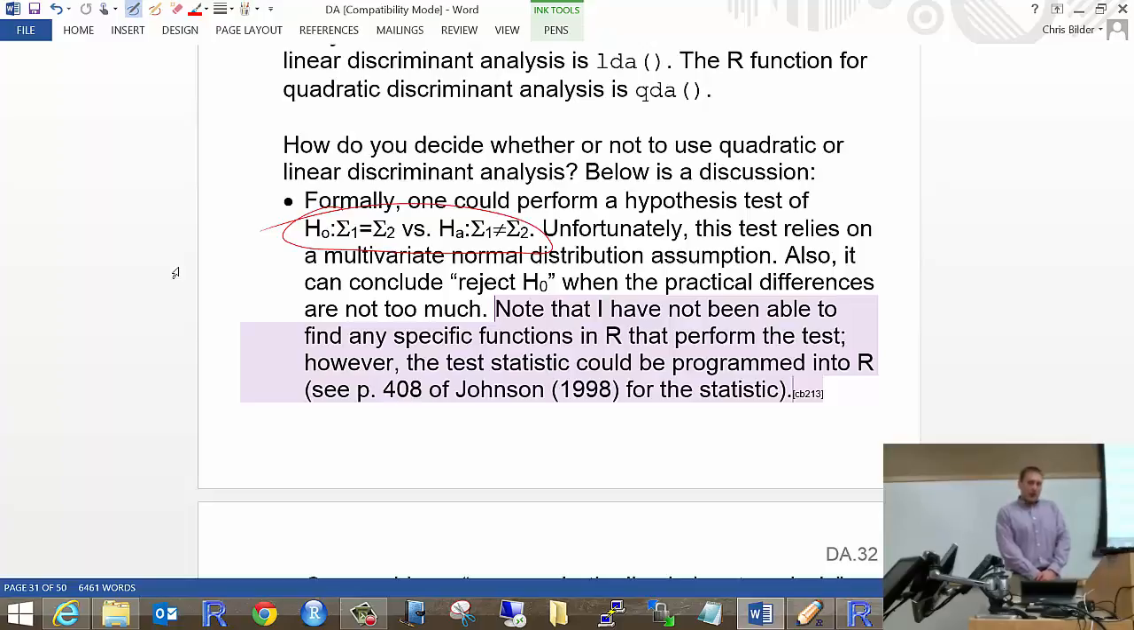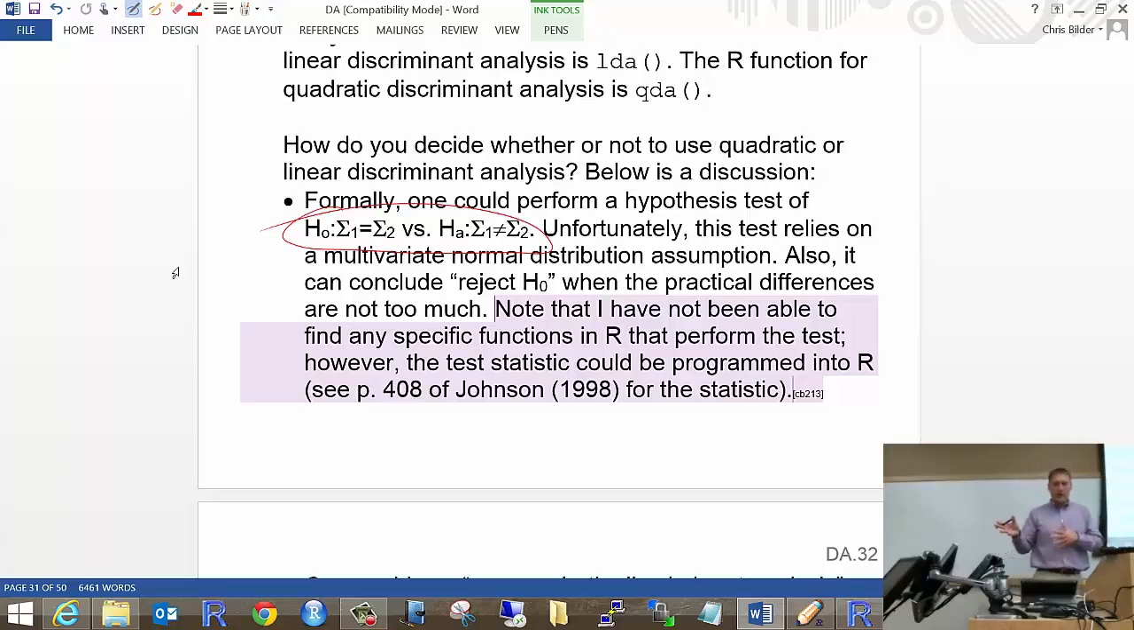But unfortunately, with this test, I haven't said this yet, it's a likelihood ratio test. It relies on a multivariate normal distribution assumption. As we talked about, that's not necessarily always realistic. Fortunately, these discriminant analysis methods are fairly what's called robust towards non-normality, so they tend to work well still. But this is something different. This is now a hypothesis test, and this test can be sensitive to non-normality.